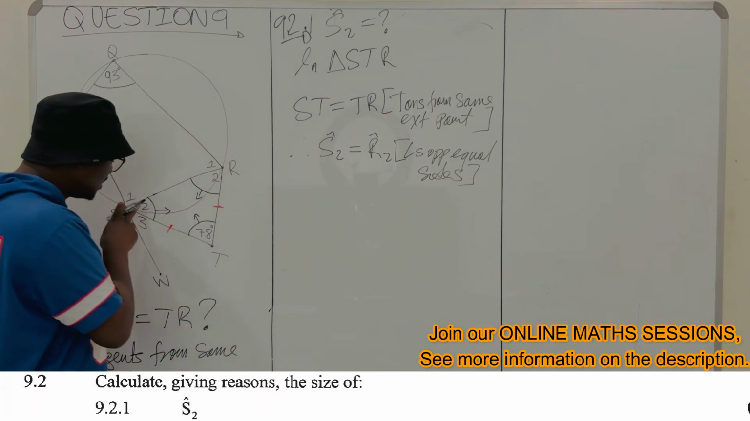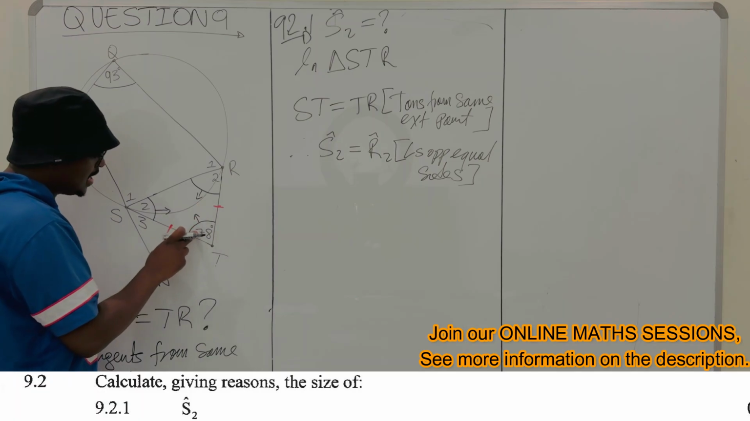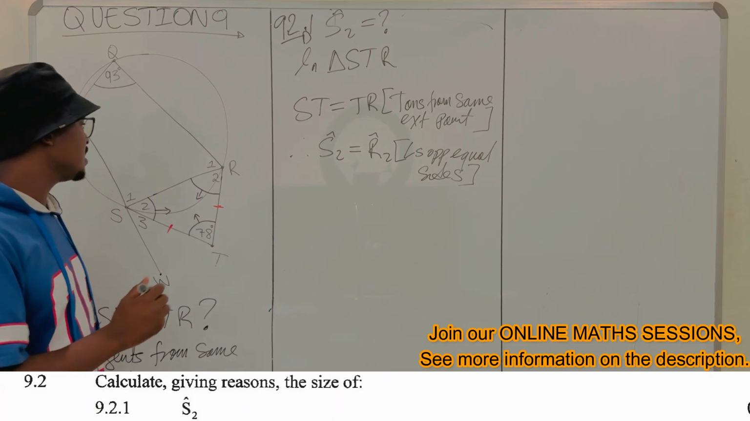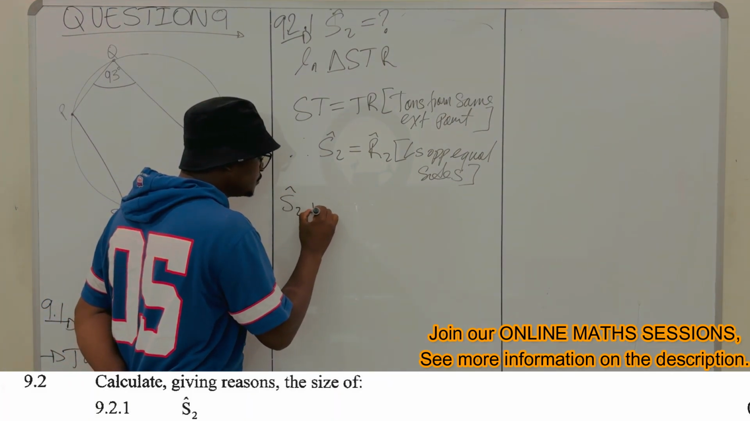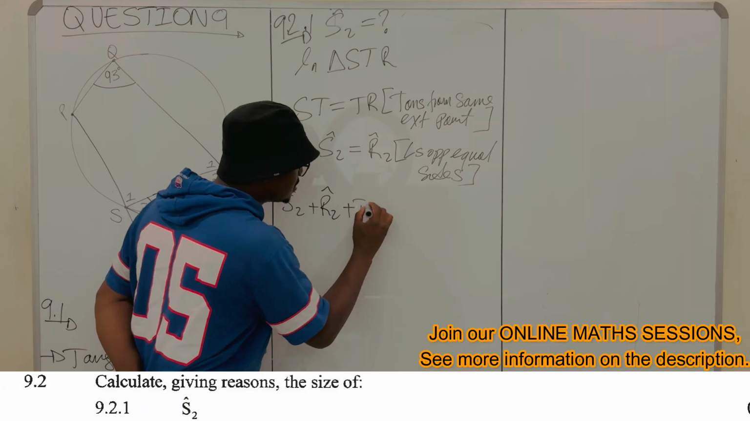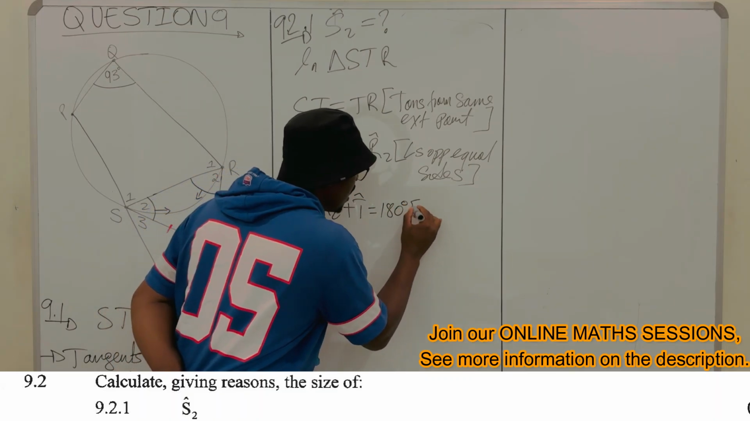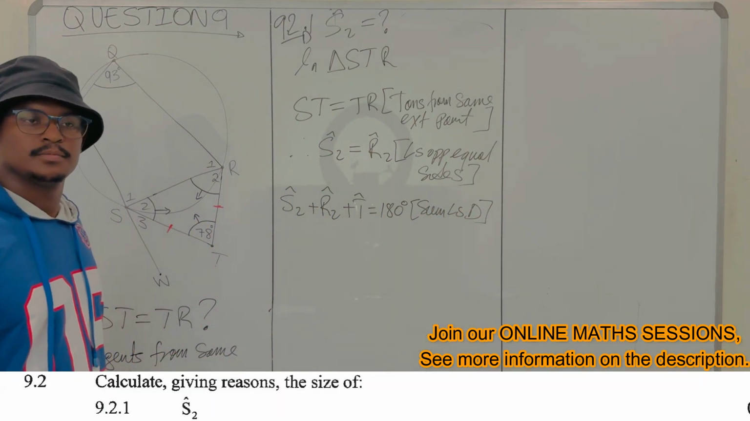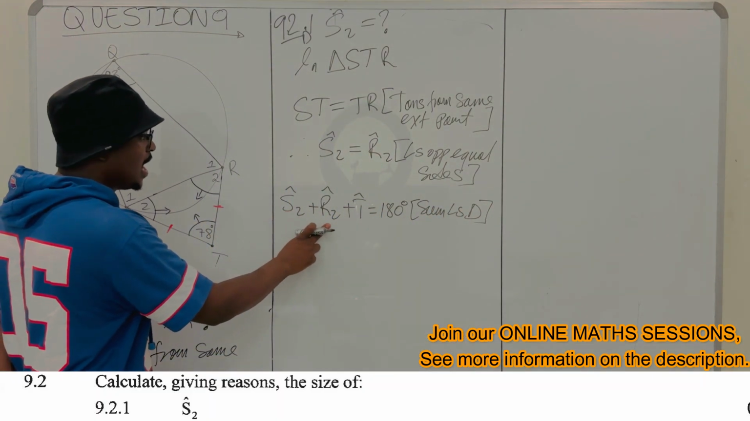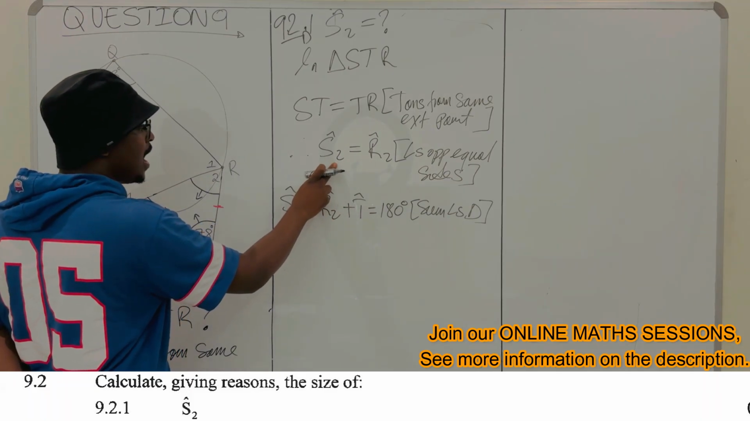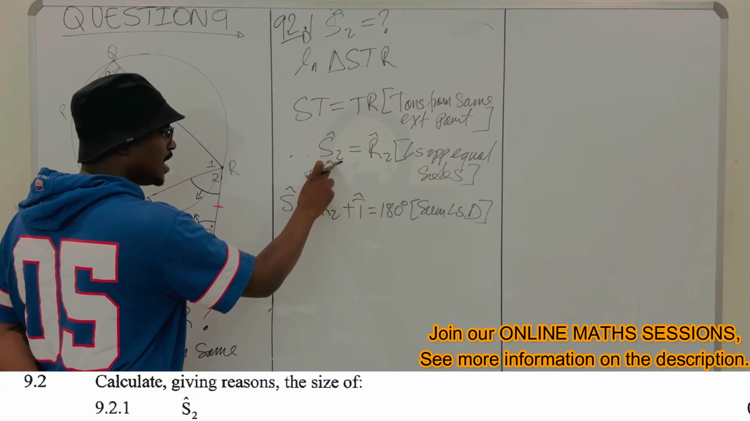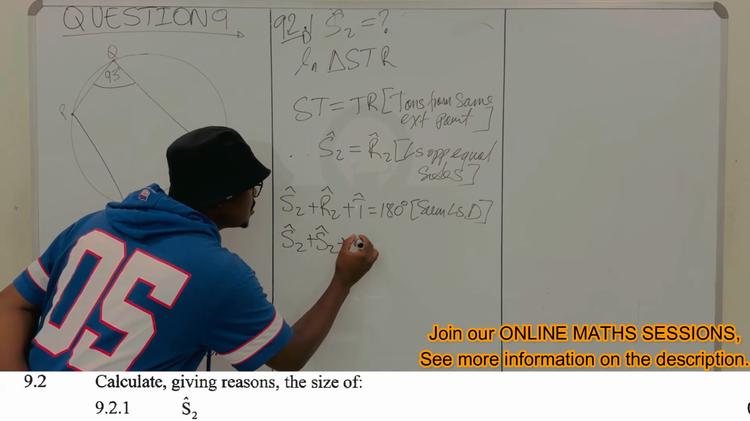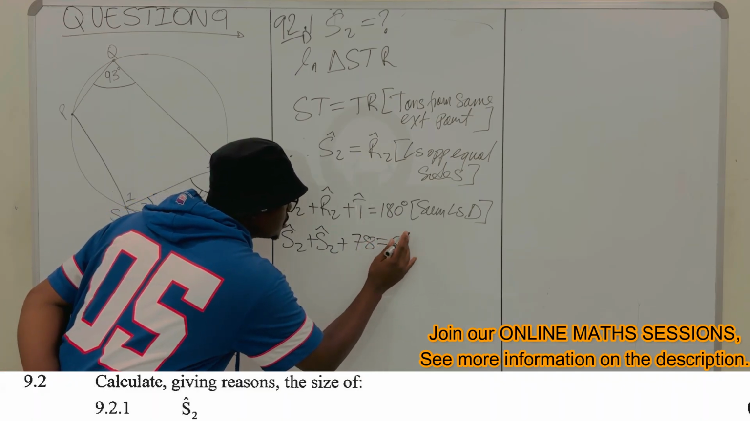So in that case, we want this angle. We know that if you add S2, R2, and angle T, that will give you 180 degrees, because those are interior angles of a triangle. So angle S2 plus angle R2 plus angle T gives us 180 degrees. Why? This is the sum of angles in the triangle. Because S2 and R2 are equal, and we are looking for S2, in place of R2 we can put another S2. So we have angle S2 plus another angle S2 plus angle T, which is 78, equal to 180 degrees.